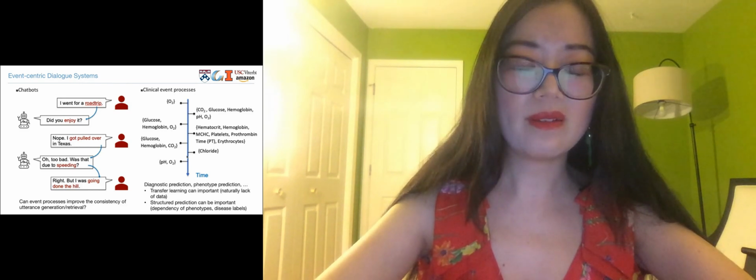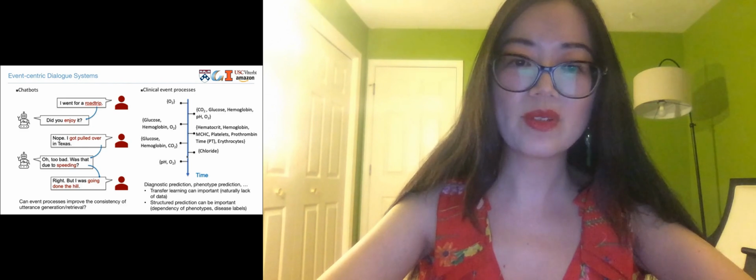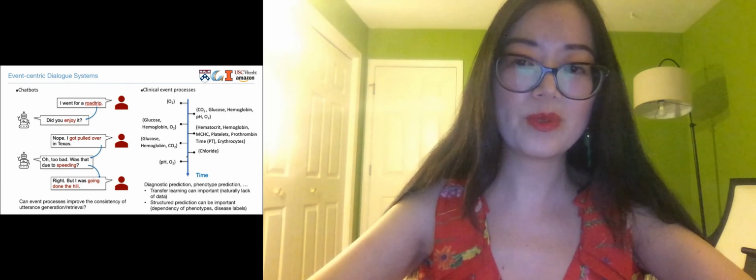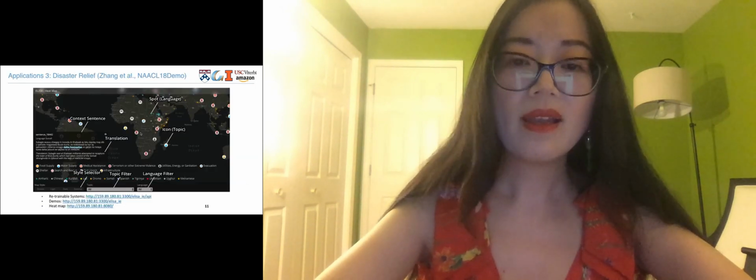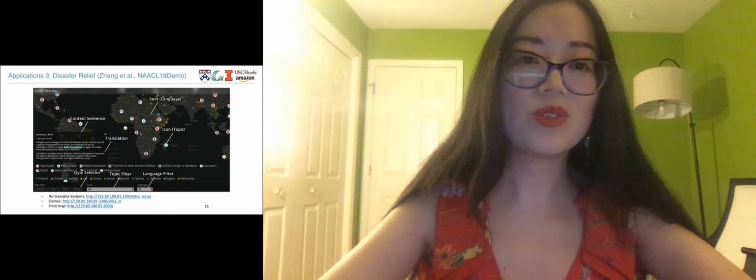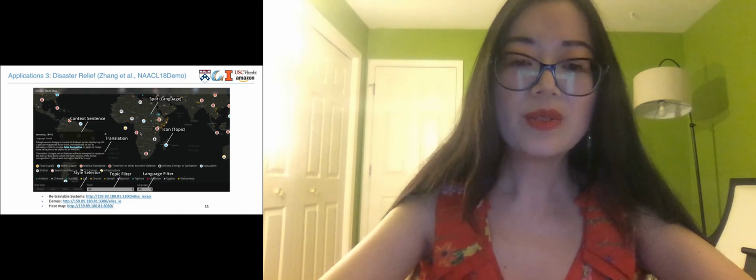Similarly, we can use event injection, event tracking, and reasoning in dialogue system. For example, this chatbot can talk to the user about what happened in the road trip and then help the user to solve the problem. We can also apply event understanding techniques to monitor disasters and try to allocate resource better. So this is a screenshot coming from the system that we developed for showing event heat map.